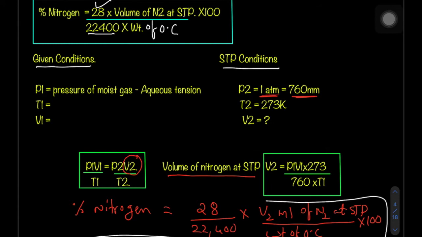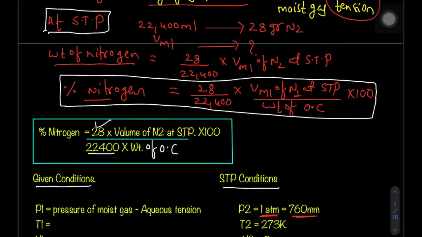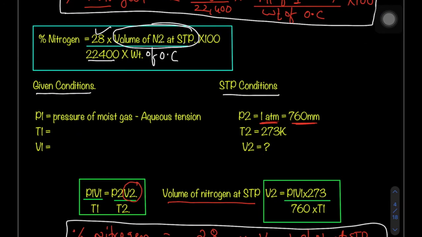This is the direct formula to calculate the percentage of nitrogen. Suppose the STP volume is given, then directly we can use this formula. If the STP volume is not given, then apply the formula P1 V1 by T1 is equal to P2 V2 by T2, from which we can find the volume of nitrogen gas at STP, that is V2.